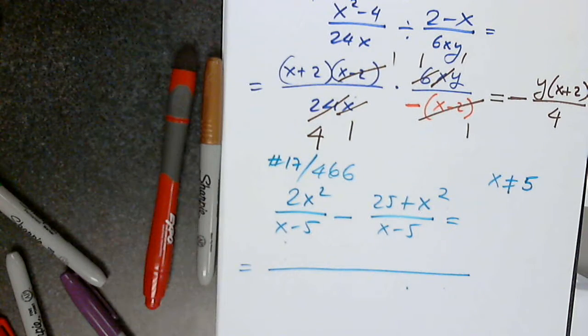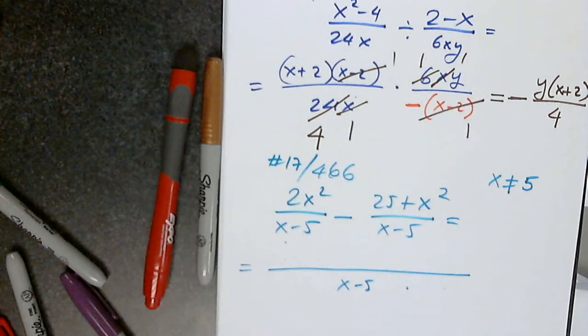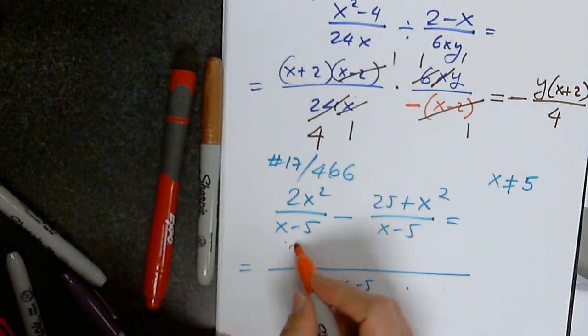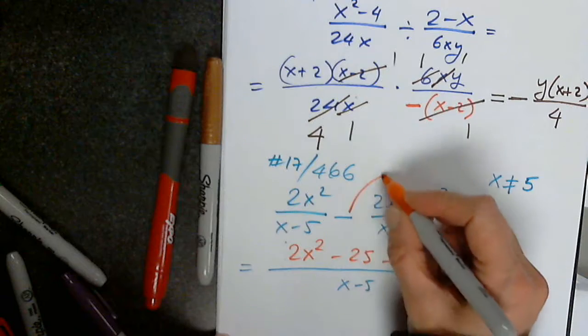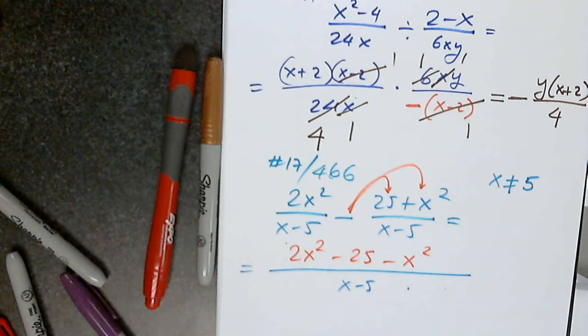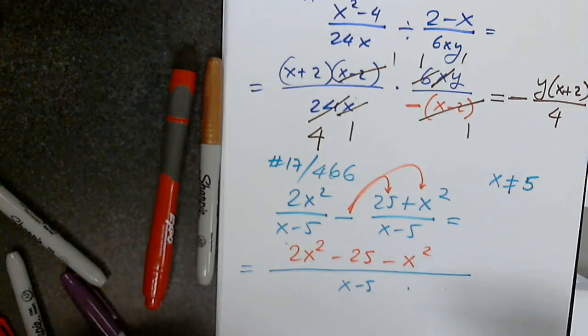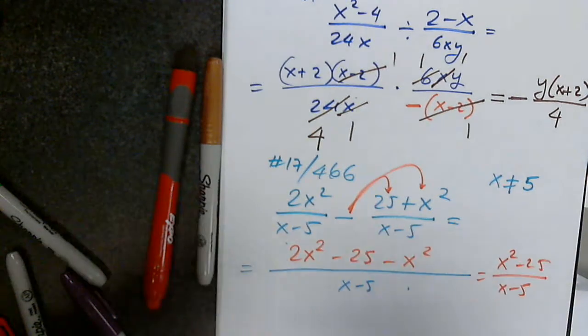When we add and subtract, we never factor the numerators, but we have to factor the denominators. But there is nothing to factor. There is only one denominator. It's the same. All I have to do is perform the calculations at the top. So 2x squared minus 25 and minus x squared. Remember, the negative sign gets distributed as if it's in front of a grouping symbol. So now 2x squared minus x squared will be x squared minus 25 over x minus 5.